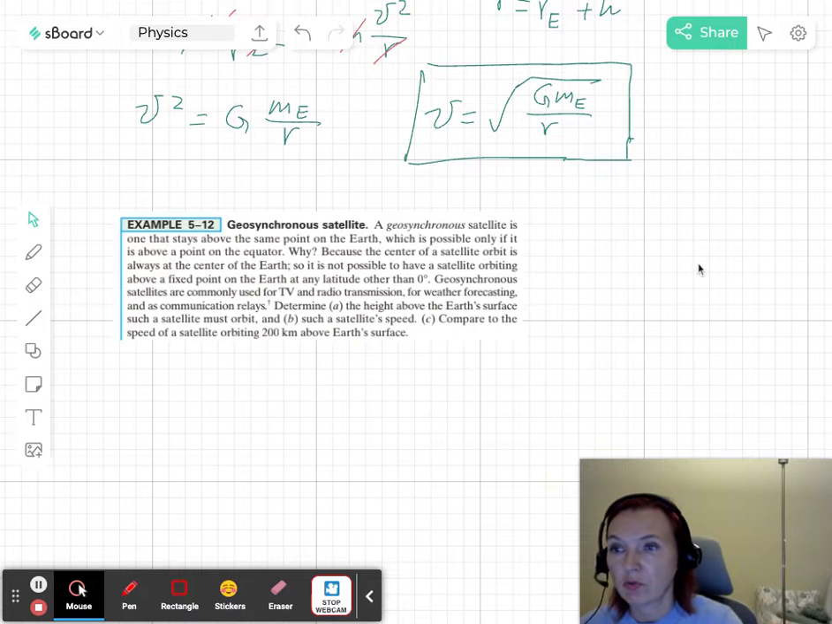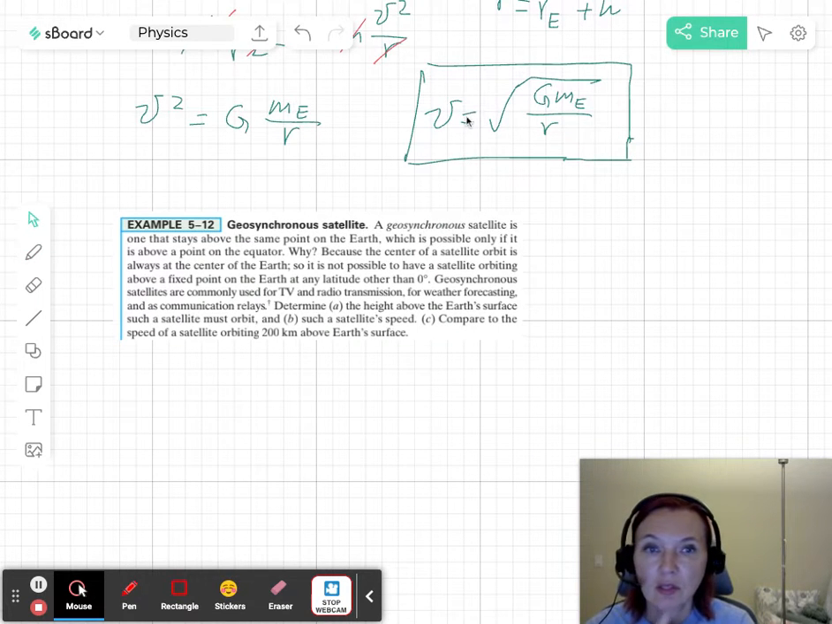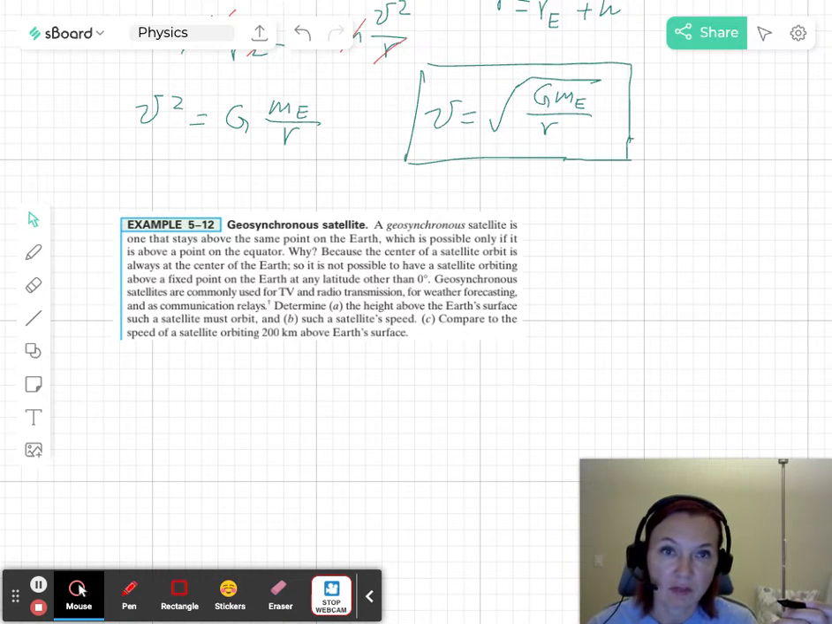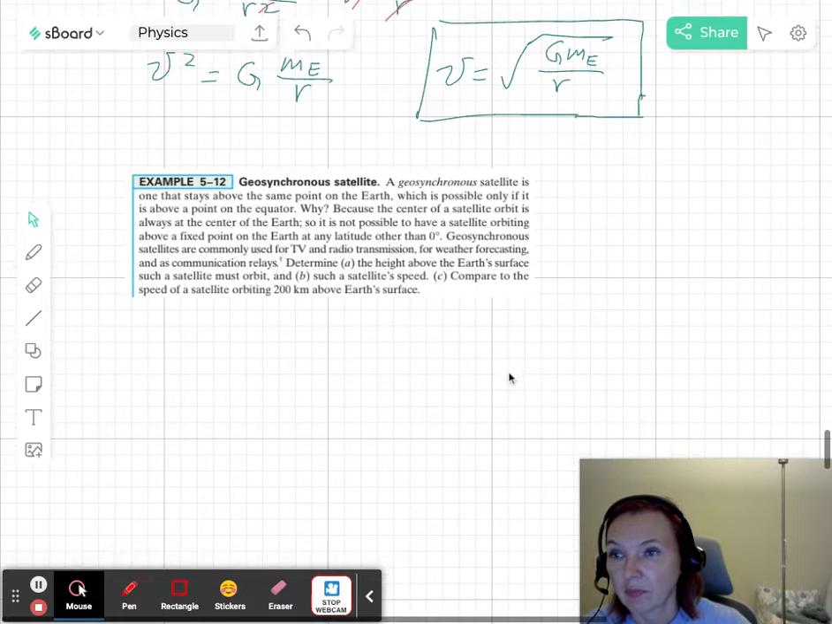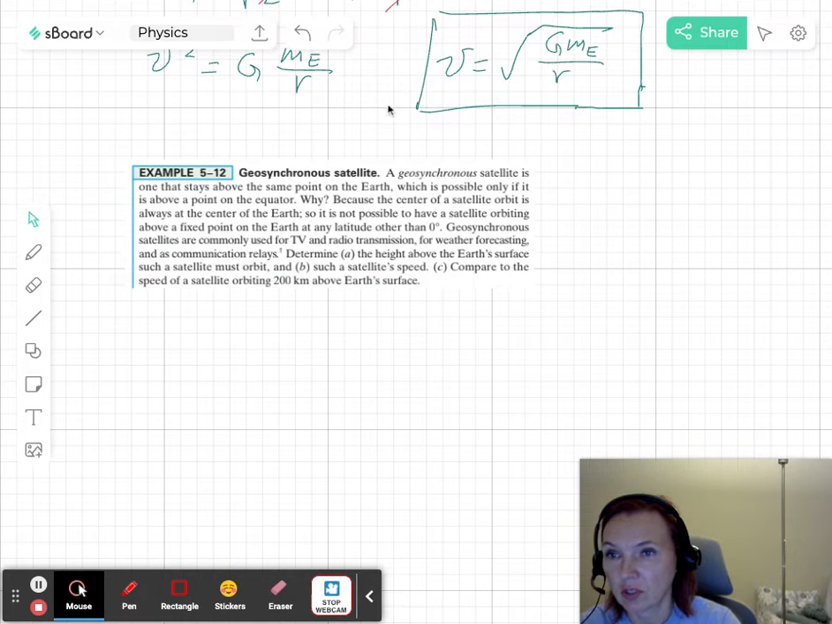Before we actually move on to our example, another thing that we should mention is that a satellite's speed, as we can see, does not depend on the mass of the satellite. So we know that there are several satellites orbiting around the Earth. They might have different masses, but they will have the same speed and the same period. Okay, now this example, geosynchronous satellite.